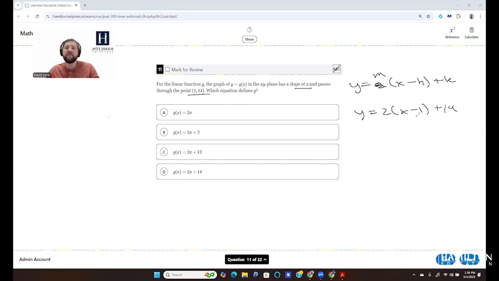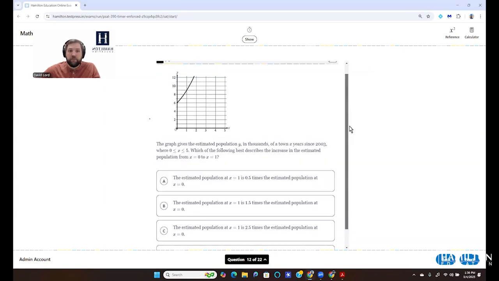So I'm going to look for the answer first, but we don't see it initially. That means we need to simplify this a little bit. 2x minus 2 plus 14, y equals 2x plus 12. And these all have the same slope, but the one we're looking for is C with the y-intercept of 12.